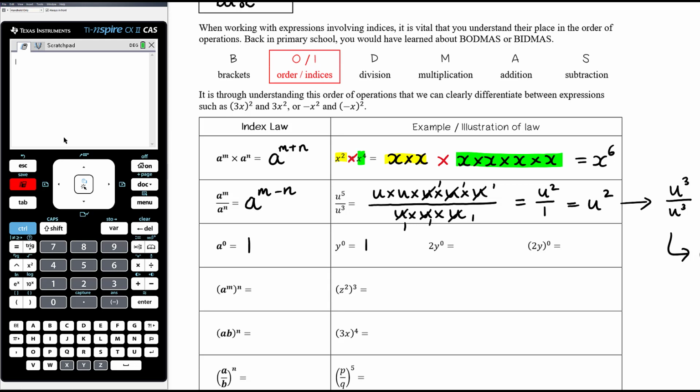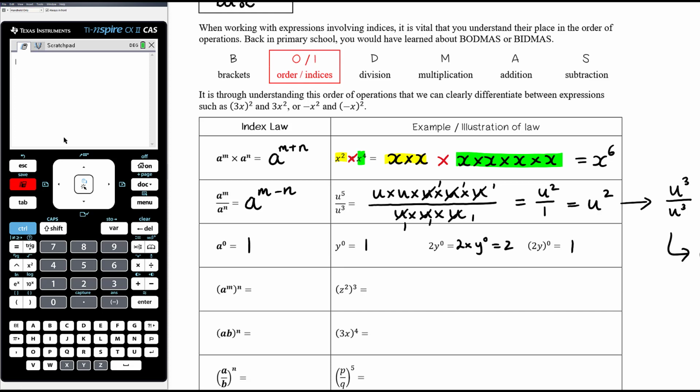Where we need to be a bit careful is if we had 2y to the power of 0. So that's 2 times. Remember the order of operations. The power of 0 happens first. It's different to this. These aren't the same thing. So this means 2 times y to the power of 0, which means 2 times 1, and so that's just 2. Whereas this one means 2y all to the power of 0, and so that will just be 1.